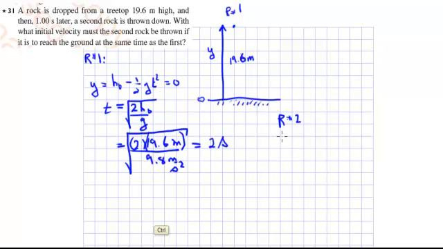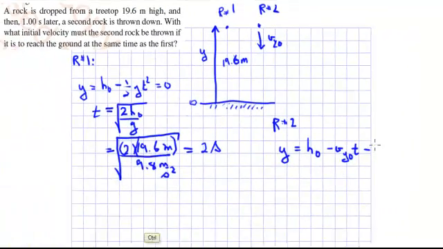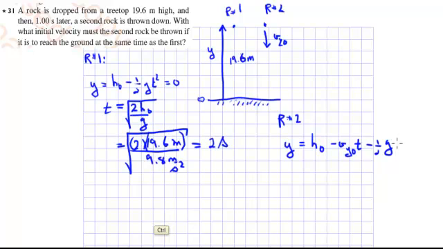And so let me write a similar equation for rock number 2. Its position is equal to its initial height minus Vy naught t. This is the initial velocity we're going to be solving for. A minus because rock number 2 is thrown downwards at that velocity, minus 1/2 gt squared equals 0.